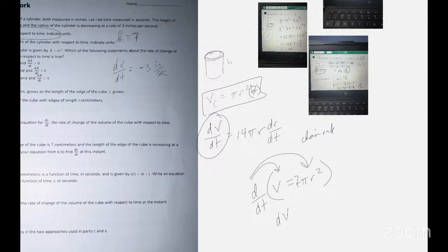It's kind of like the chain rule, right? You have to take the derivative of it, but then you also have to multiply it by the derivative of the inside, which is r. So 14 pi dr/dt. I'm sorry, 14 pi r dr/dt. Got the r, right? 14 pi r, that's the derivative of the outer function with the inner function r unchanged. But now you have to multiply that by the derivative of the inner function, which is the chain rule.